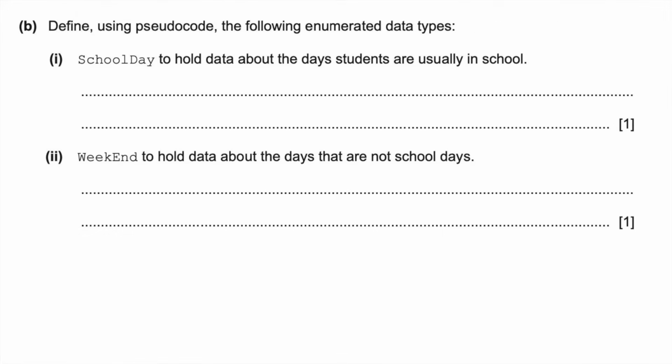Now to look at another question, it says define using pseudocode the following enumerated data types. School day to hold data about the days students are usually in school, and then weekend to hold data about the days that are not school days. So it actually doesn't give us that much information, but basically we want to have type, school day. And then we can just imagine, we can just say that we'll have equals, and then we're going to have Monday.